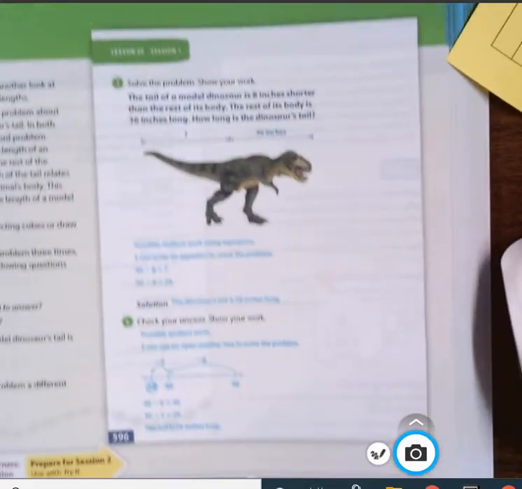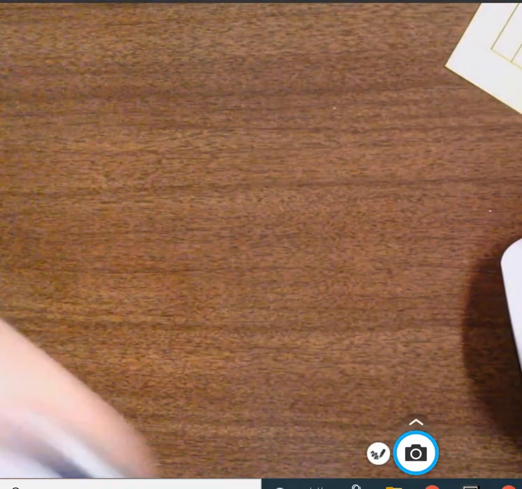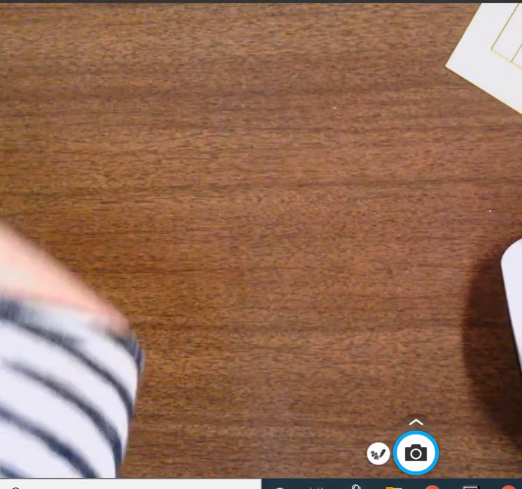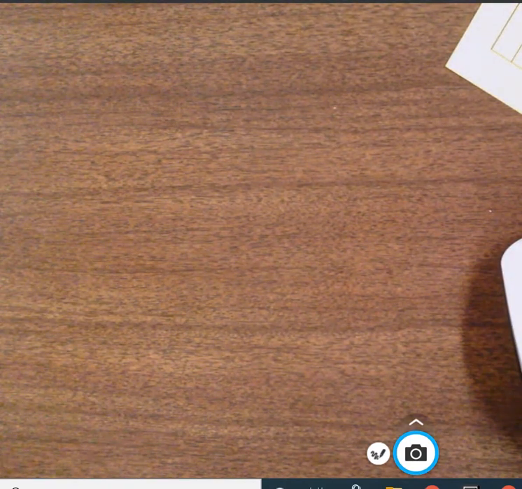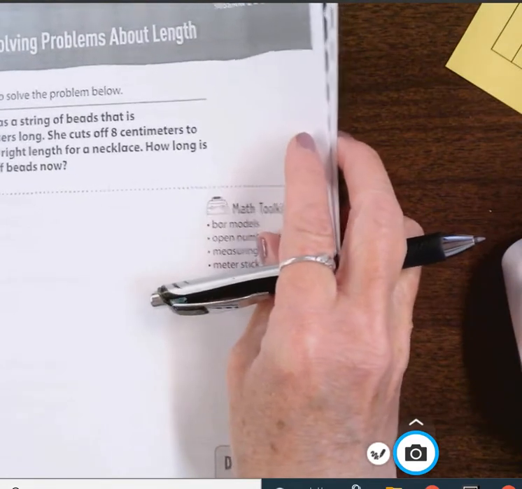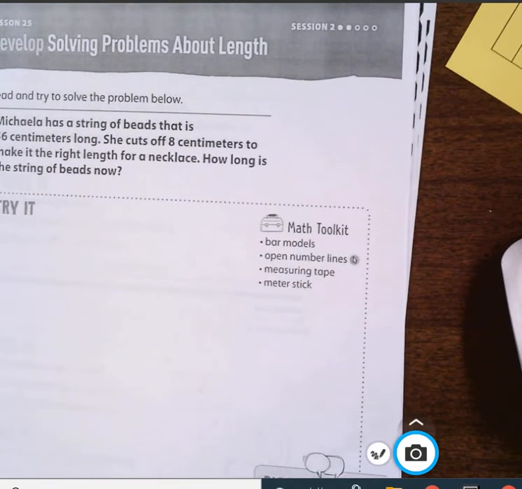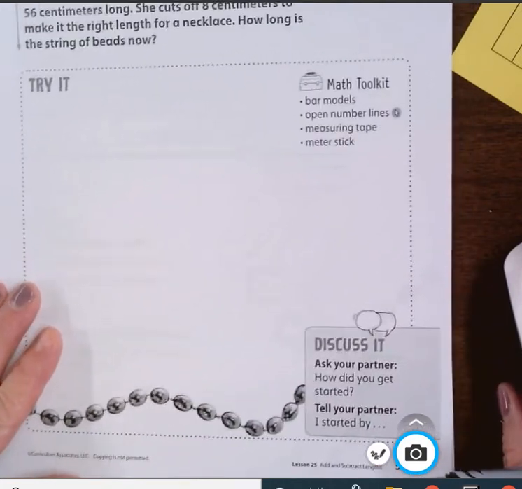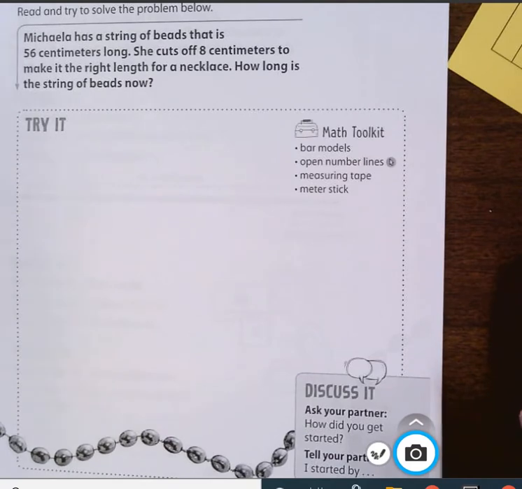Okay, now let's move my book out of the way. We are going to do session 2 together because you don't have a practice sheet for session 1. So we are on lesson 25 still, but we're on session 2 and we're on page 597.